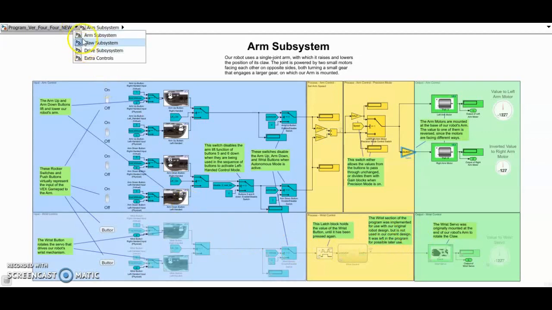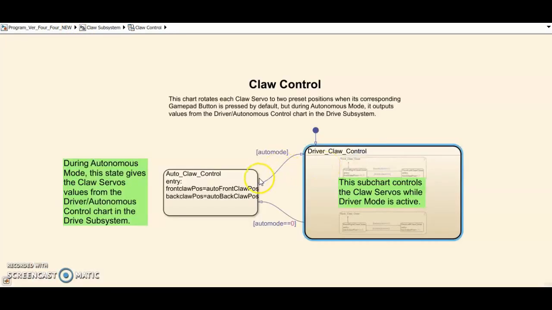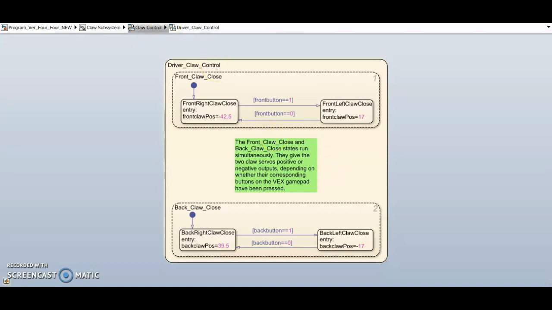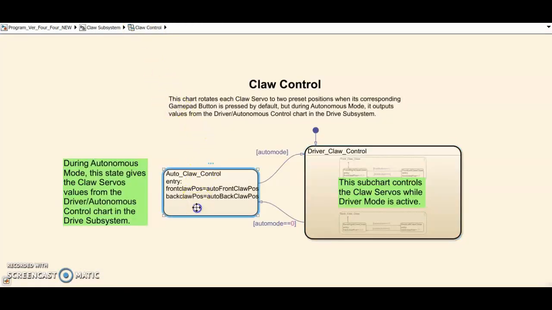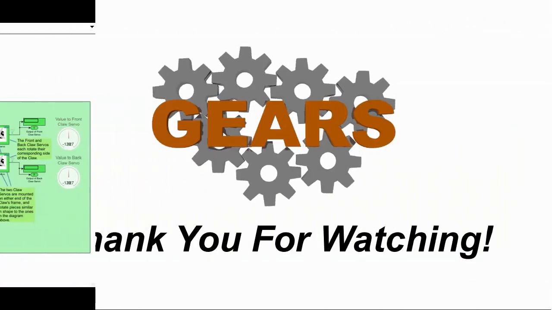Now let's look at the claw subsystem. The signal from these gamepad buttons is sent to this state flow chart. It toggles between 2 positions for each side of a robot's claw during driver control, but during autonomous mode, it gives the claw servos values from the driver autonomous control chart and the drive subsystem. This concludes the presentation of our Simulink model.